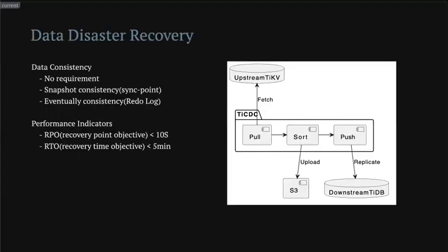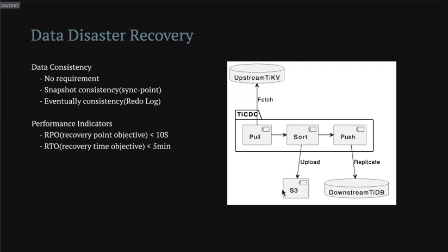The first scenario is data disaster recovery. As you can see, we can fetch the data from one TiDB cluster and replicate the data to another cluster. So if some disaster happens, we can just switch our application to use the downstream TiDB cluster. Also, we can store the data in S3 and we can recover the data from it.